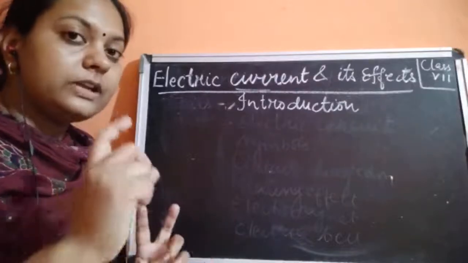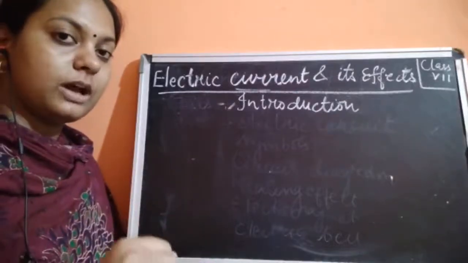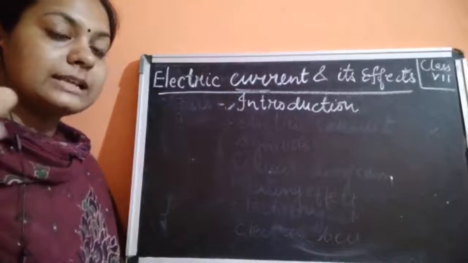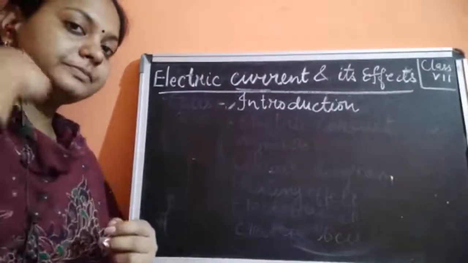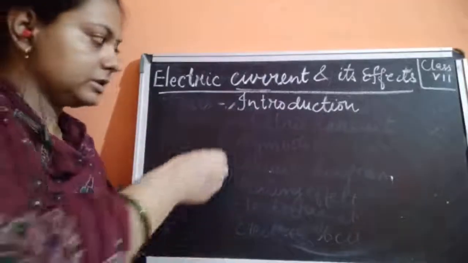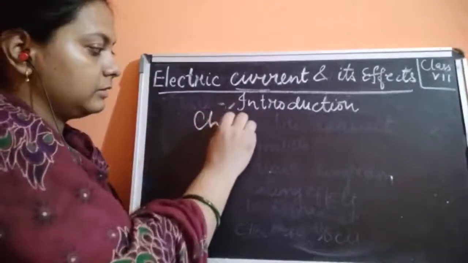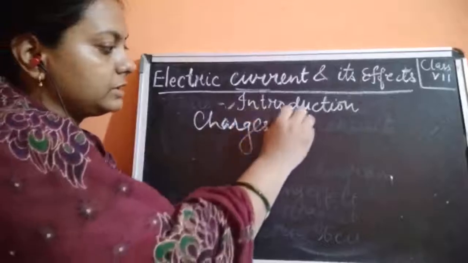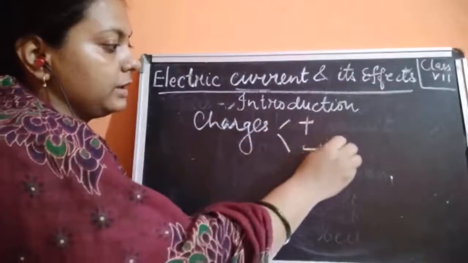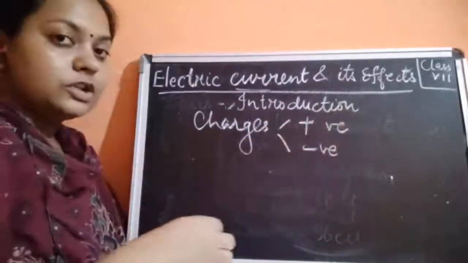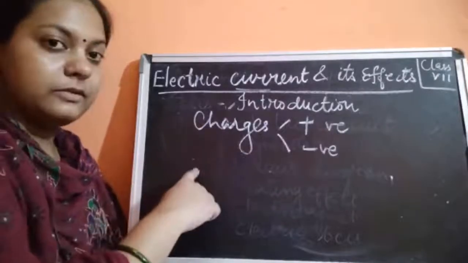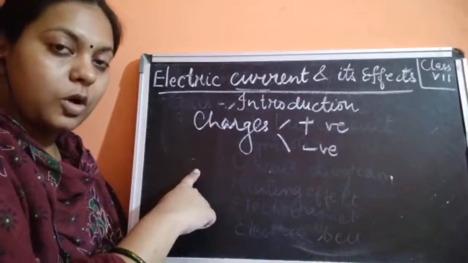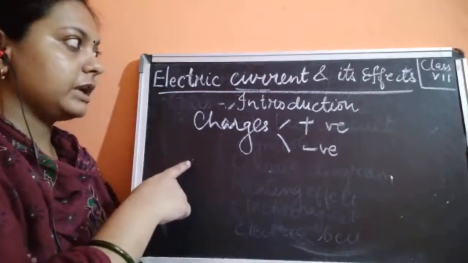Now, I think you all have studied in class 6th also, how many types of charges are there. So there are two types of charges. What are the two types of charges? One is positive, other one is negative charges. Charges are the energy which is flowing in the form of the circuit. Or if we think about what is a current?